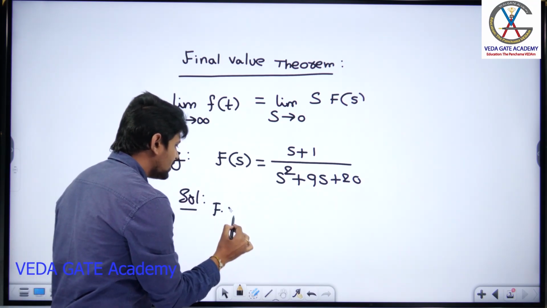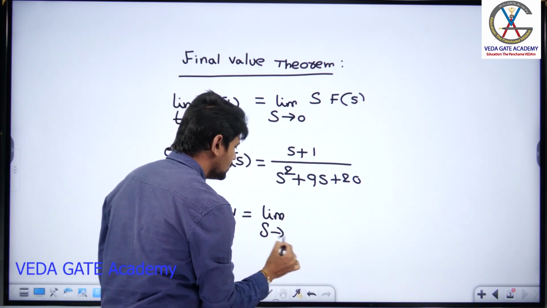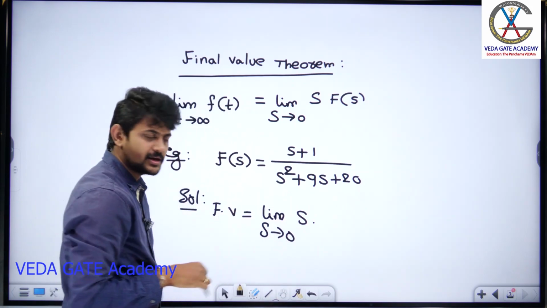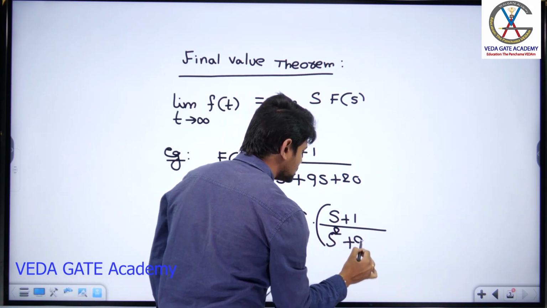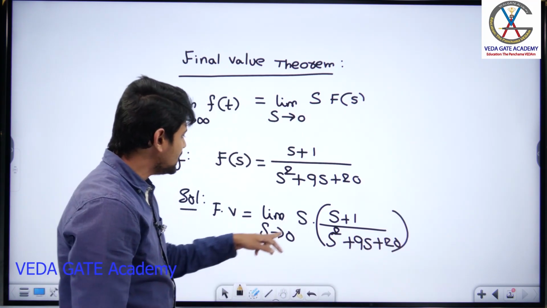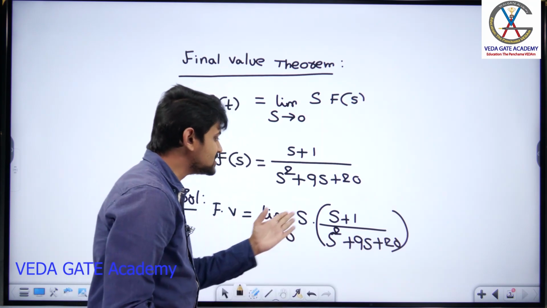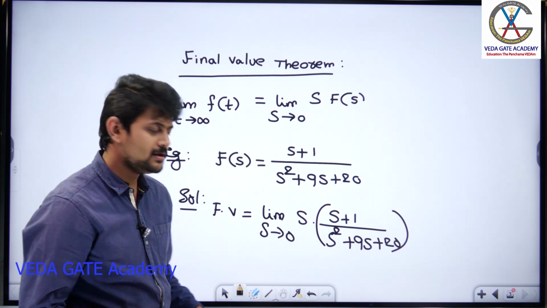I need to calculate the final value, which is equal to limit s tends to 0 of s into the given function. The given function is (s plus 1) divided by (s square plus 9s plus 20). Am I correct? Yes, good. Now what do I have to do? I need to multiply s and replace s with 0. Can I directly replace s with 0? Comfortably, of course. We can directly replace s with 0.